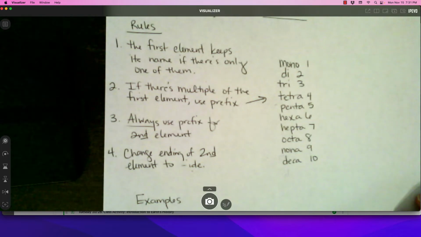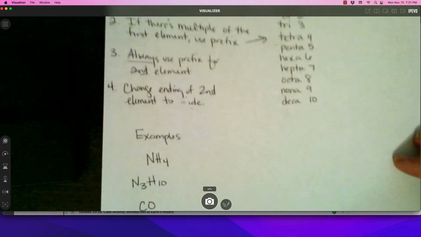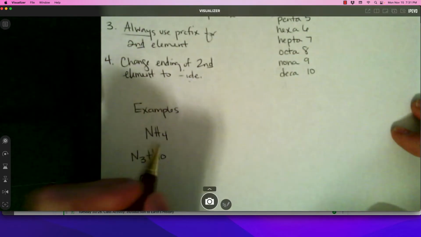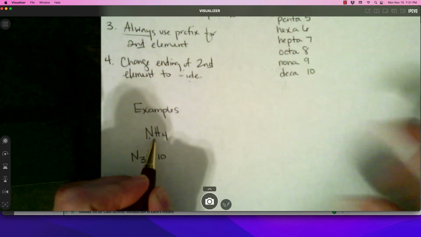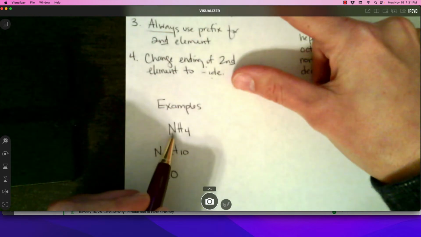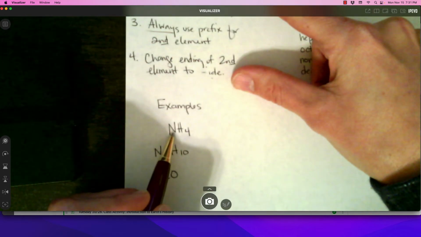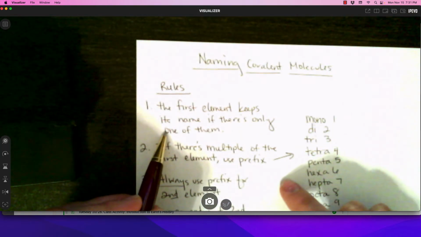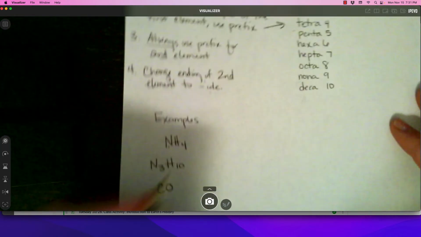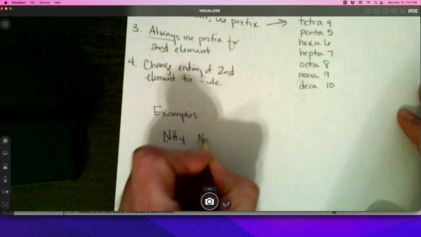All right, here are my examples. This is an example of rule number 1, where there's just one of the first element. So there's just nitrogen, there's just one of them, and there's 4 hydrogens. So rule number 1 says the first element gets to keep its name if there's only one of them. Okay, so if there's just one nitrogen, I'm going to just write the word nitrogen.